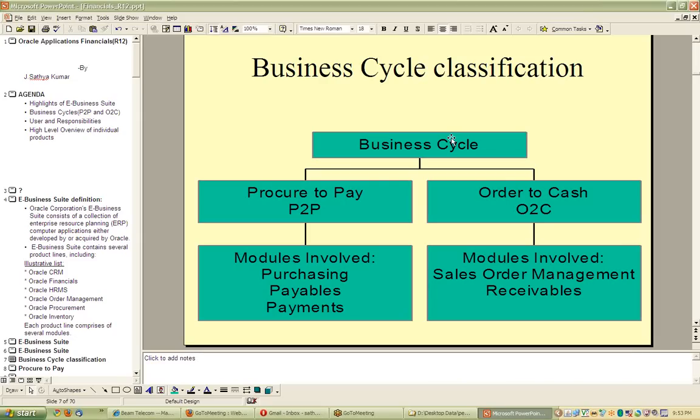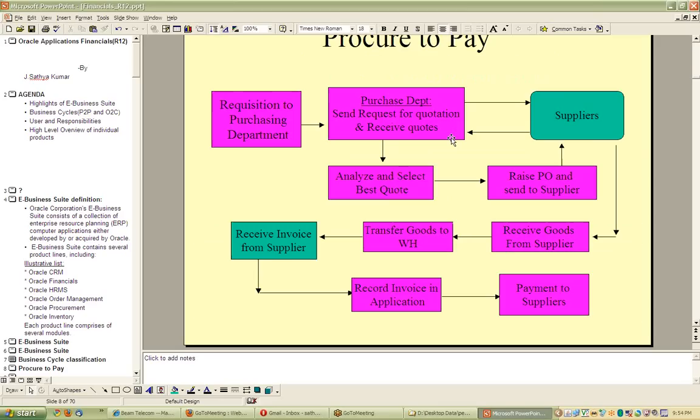On the sales side, you receive an inquiry from the customer, then you raise an order, you book that order, you ship the goods to the customer, and you invoice them and you collect the payment, right? So that is the sales cycle. Now let's go a bit in depth in this procure to pay cycle. This is a high level overview of what a procure to pay cycle is.